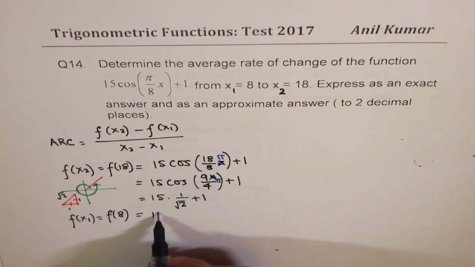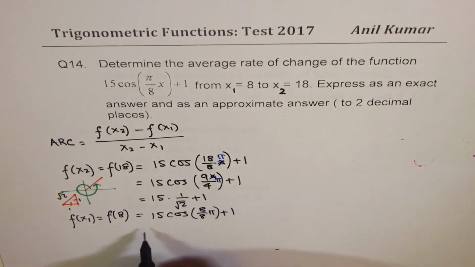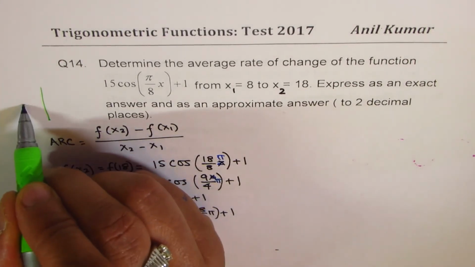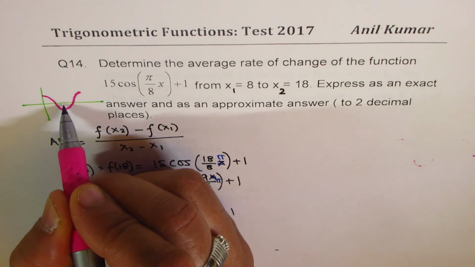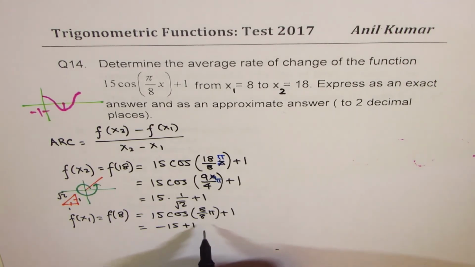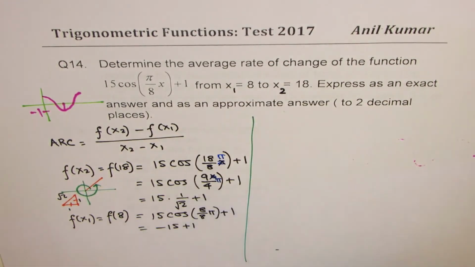Now let's find out what is f of x1, which is f of 8. If I replace it with 8, I get 15 cos of 8 over 8 pi, which is pi, plus 1. So cos of pi is how much? At times you could just sketch the cos function. The cos function starts with a maximum, ends with a maximum, and at pi it is minus 1. So you get minus 15 plus 1 as this value. Purposely, I'm not simplifying it, because the rate of change will cancel it out. So now we can actually find the rate of change.